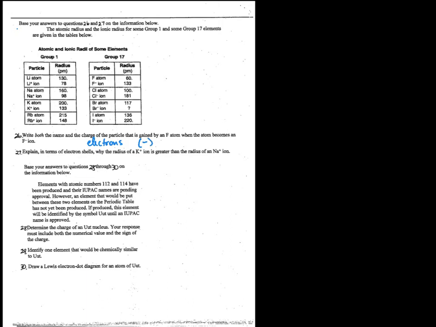27. Explain in terms of electron shells why the radius of K plus is greater than the radius of Na plus. So Na plus versus K plus is this, 2 8. So Na plus has 2 electron shells versus potassium, which has 3 electron shells. Okay, so radius of K plus is greater because it has more electron shells.